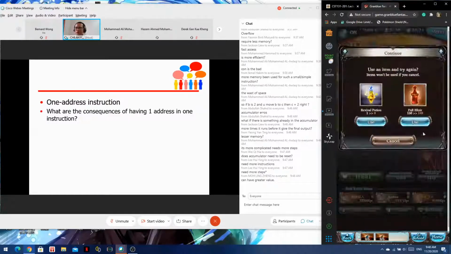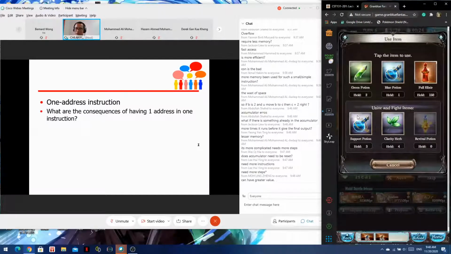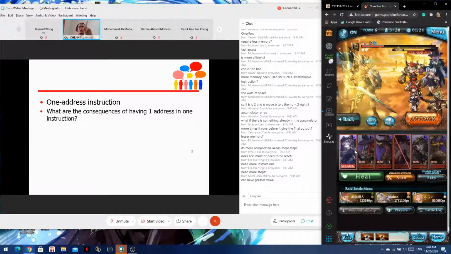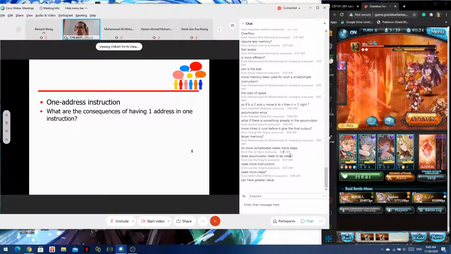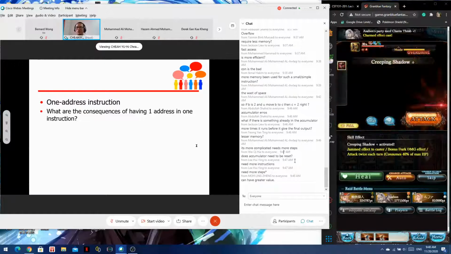Okay, back to the chat here. Need more instructions? Yes. So if you notice, for a 3 address instruction, we only needed 1 instruction. When you move to a 1 address instruction, we needed 3 instructions in order to actually carry out A plus B equals C.